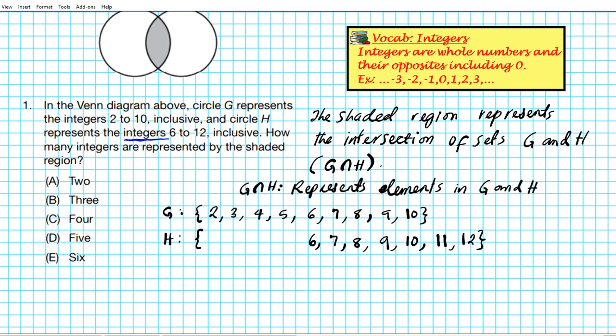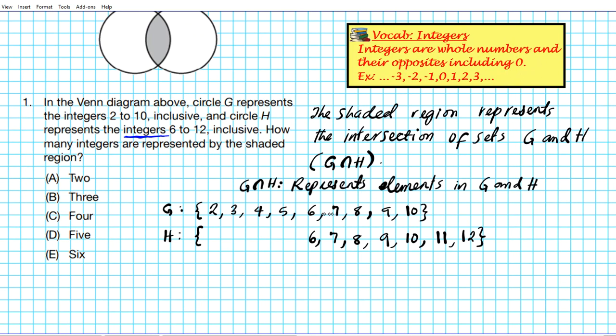Alright, with this configuration, it's easy to see the elements that are present in both sets. That represents the intersection. So let's go ahead and identify the intersection. These elements right here represent the intersection of the two. Intersection basically means that those elements are present in both sets. So this set right here represents G intersect H. G intersect H is the set 6, 7, 8, 9, 10.